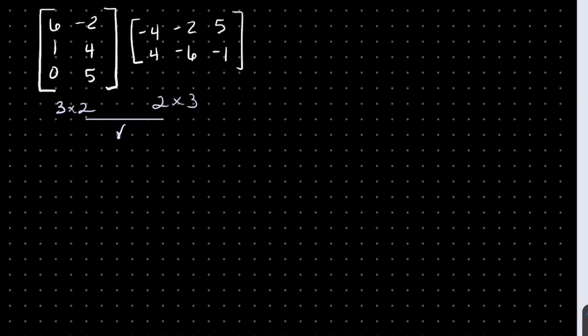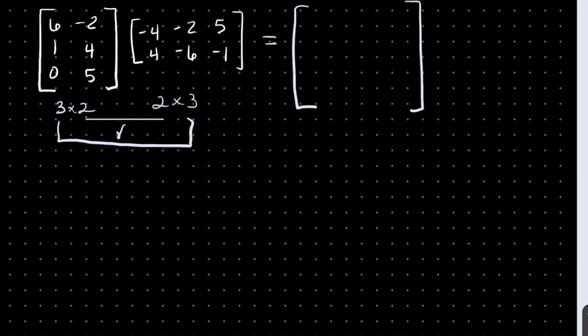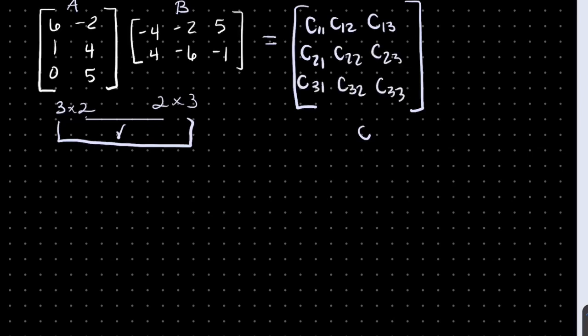So that means that this is defined, like we will be able to multiply this. And then the resulting matrix, when we do the multiplication, that comes from the rows of the first one and the columns of the second. So we know that this is going to be a 3 by 3 as a result. And I like to call this matrix A and this matrix B, call this matrix C. So we'll label this as C11, C12, C13, C21, right? It's row by column, C22, C23, C31, C32, C33.